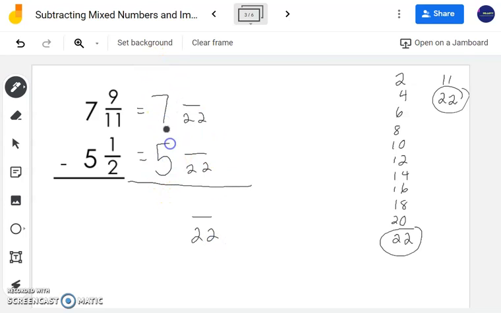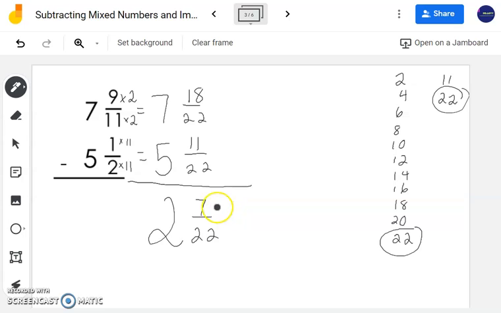Can't forget about those. So I have 11 times 2 gives me 22. So 9 times 2 gives me 18 as my new numerator. Now I have 2 times 11 is 22. And 1 times 11 is 11. Now, last but not least, I look at my operation sign and I see that I'm subtracting. So I'm going to look at my numerators. I have 18 minus 11, which gives me 7. And my whole numbers, 7 minus 5, which is 2.